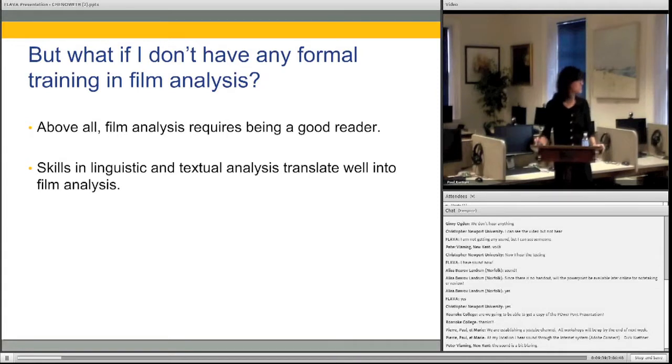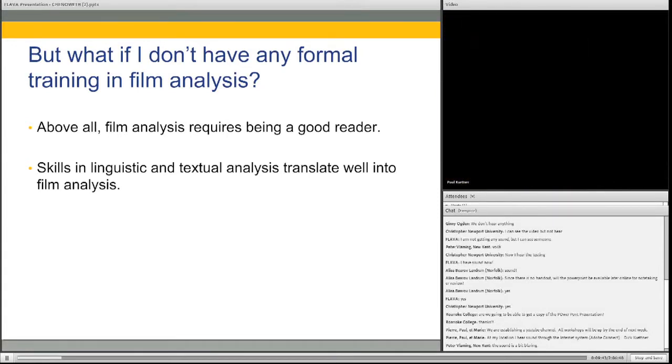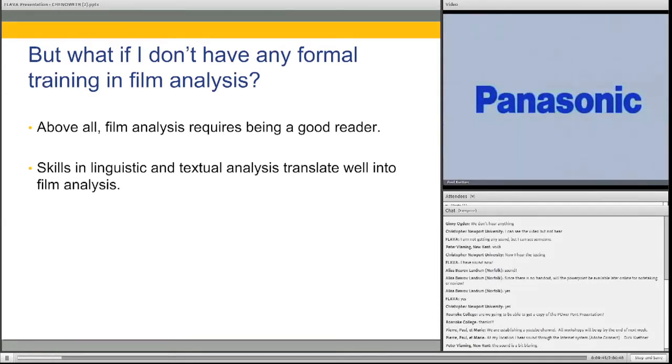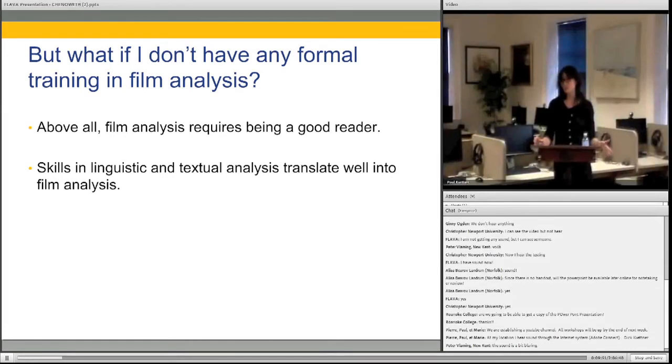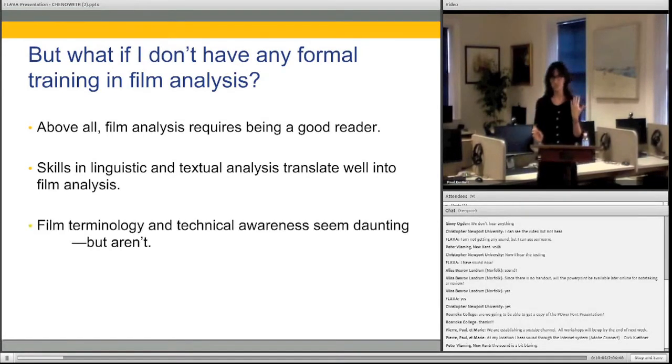Similarly, skills in linguistic and textual analysis translate really well into film analysis. I think it's not by coincidence that most of the earliest film studies programs in American universities, at least, came out of English departments. They weren't in art history departments where people were doing visual analysis. They were in English departments. So there's a very strong overlap between linguistic skill and film analysis skill, even though some of that will need to translate into the visual realm.